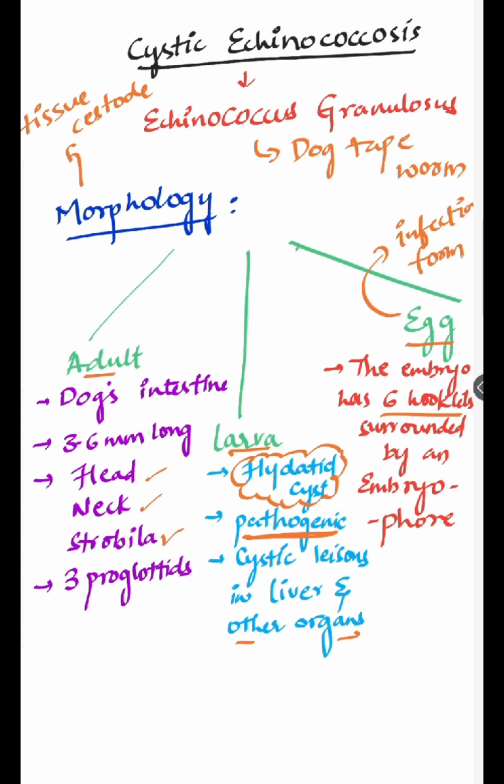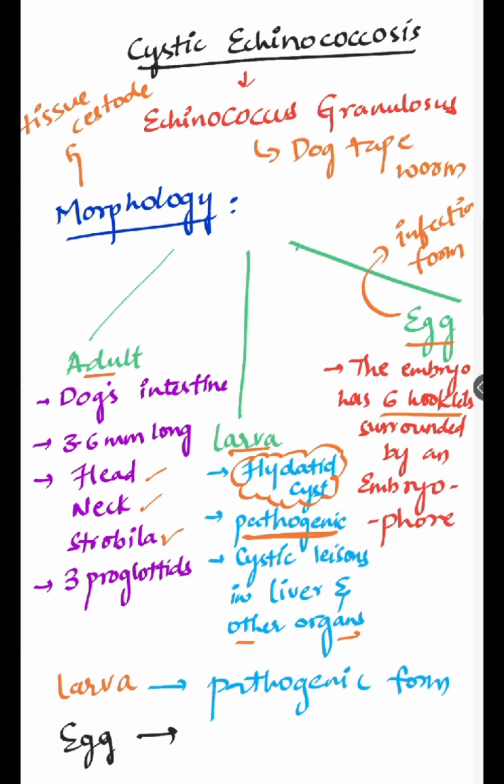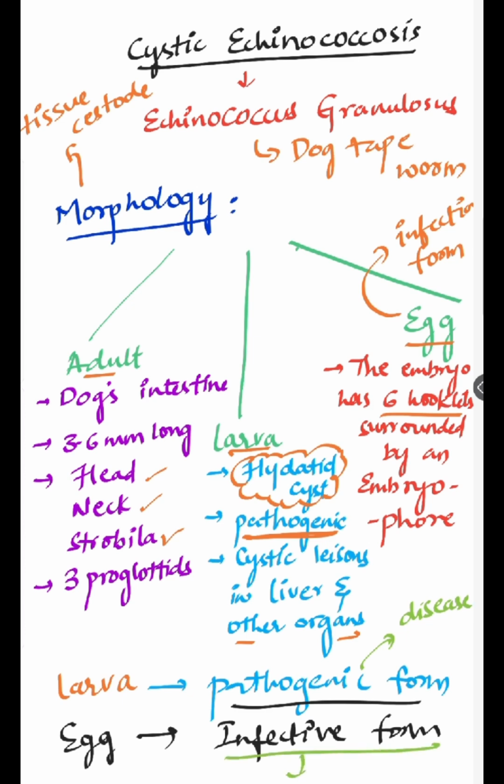So here you have to stress two points: the larval form is the pathogenic form, and the egg form is the infective form. What is the difference between the pathogenic form and the infective form? The pathogenic form causes disease; it is the disease-causing stage. But the infective form only infects the host. It may cause disease or may not cause the disease.